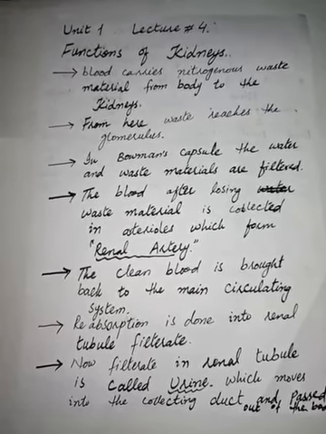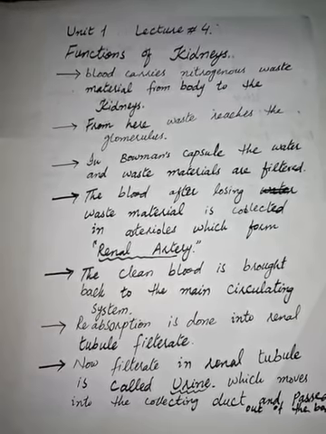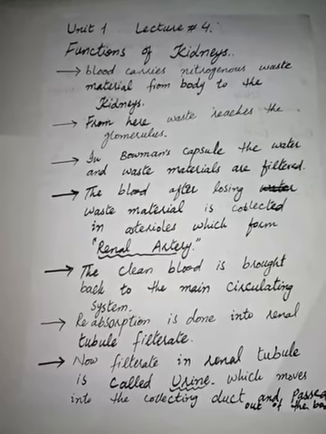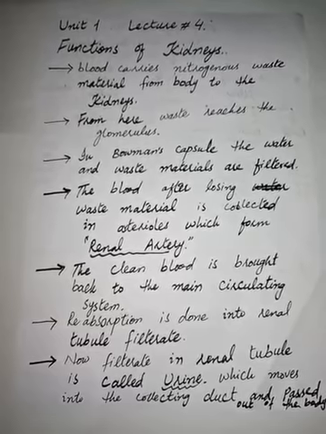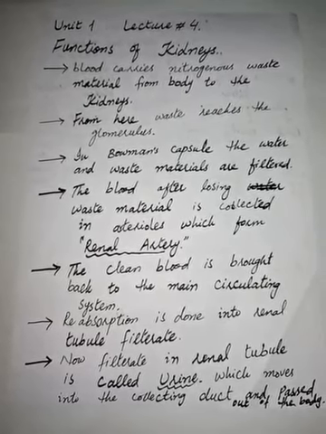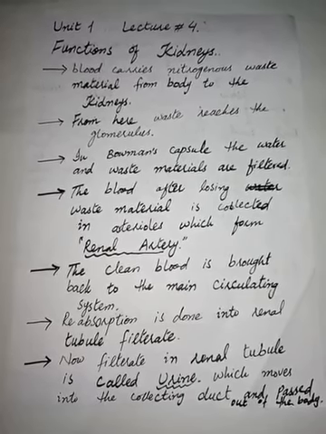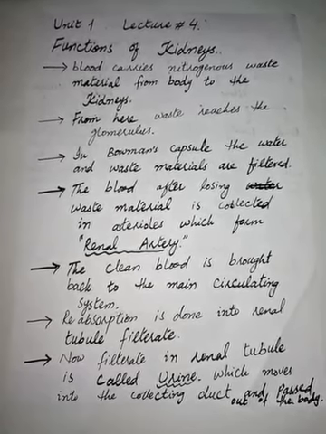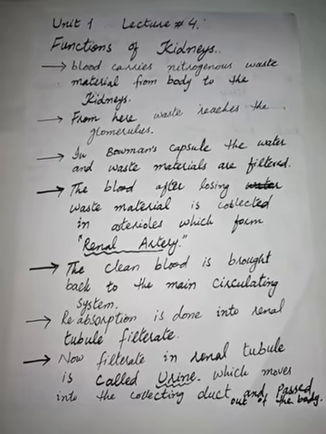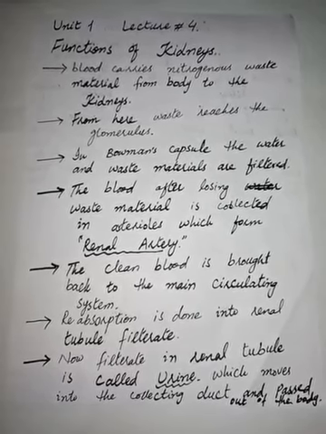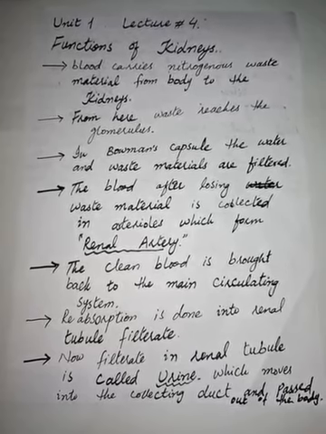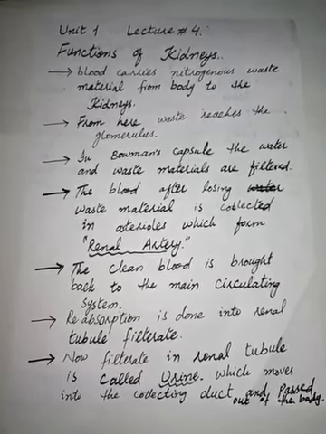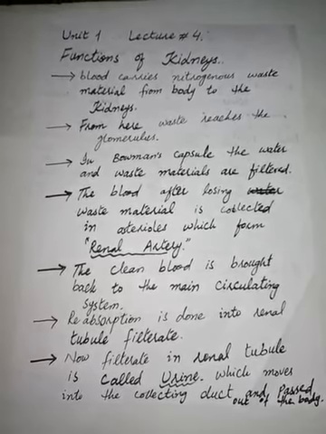Students, now we will move on to our next topic, that is, function of kidneys. Blood carries nitrogenous waste material from the body to the kidneys. Inside the kidneys, blood containing nitrogenous waste reaches the glomerulus. Here, most of the water and waste material are filtered from the blood into Bowman's capsule. The blood, after losing waste material, is collected in arterioles, which ultimately form the renal artery. The clean blood is brought back to the main circulatory system.